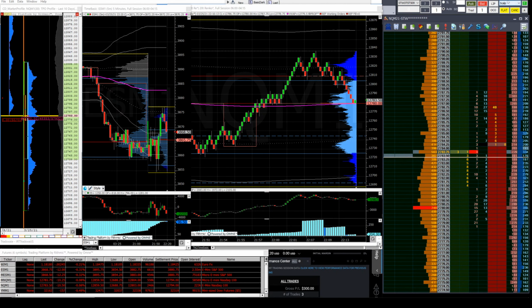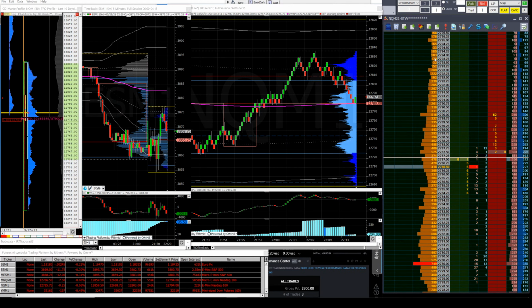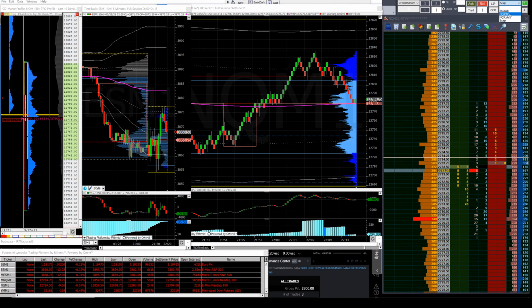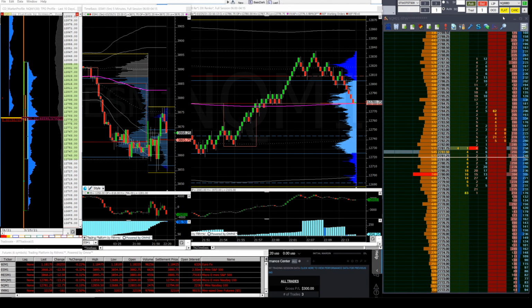Oh, I had moved my bracket to the scalp. I wondered why that target was only at 40 instead of at 60. Man, I got to get my head out of my butt.